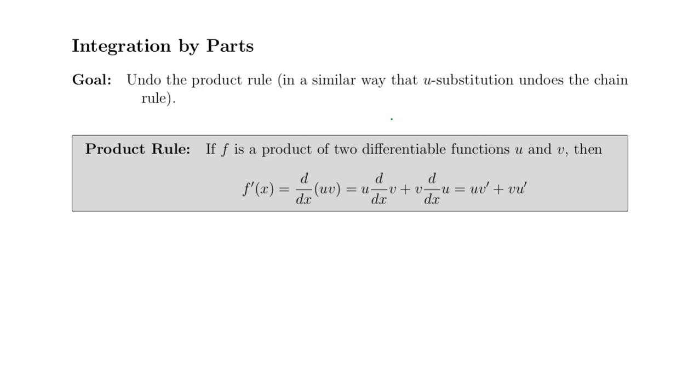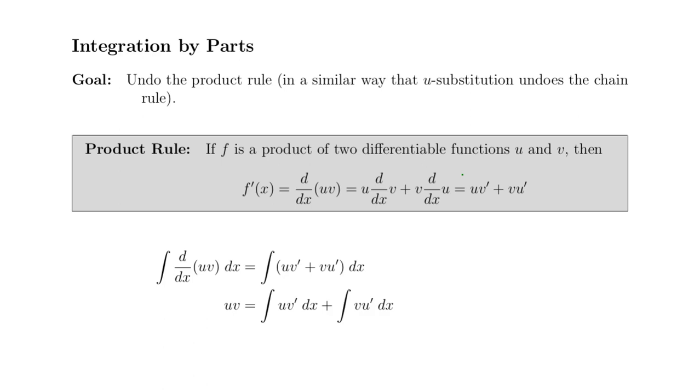The main idea, like I said, is to undo the product rule in a similar way that U substitution undoes the chain rule. The product rule says if you have a function that's a product of two differentiable functions u and v, then the way that we do things is we look at u times the derivative of v plus v times the derivative of u, commonly written as uv prime plus vu prime or some other combination of this. So we're basically taking one function, multiplying it by the derivative of the other, and adding it to the swapped term, that second function multiplied by the derivative of the first.